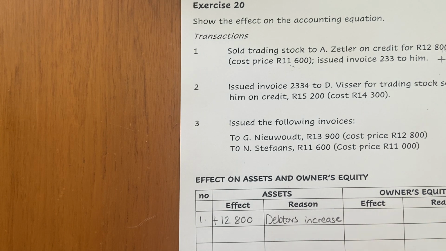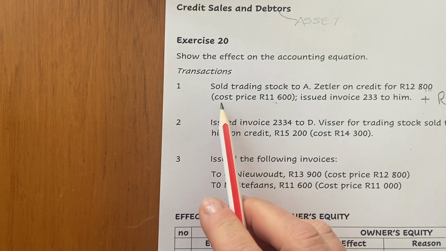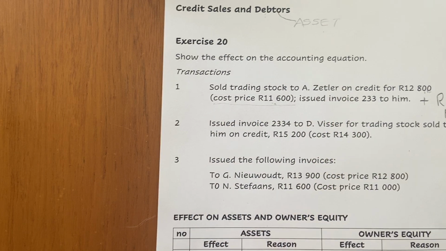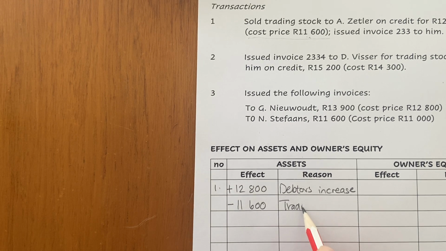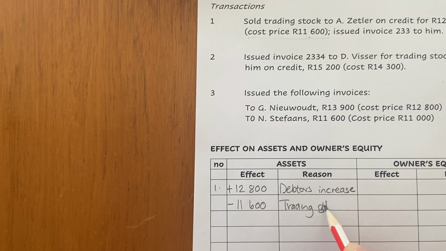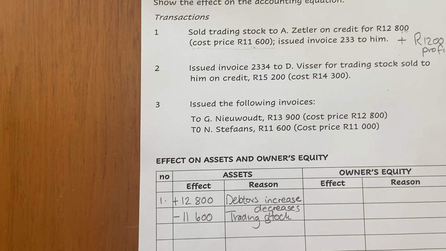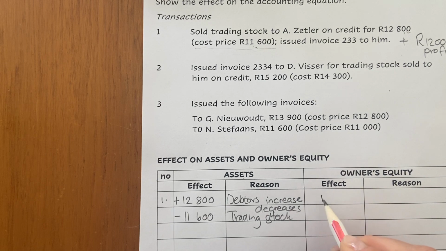But at the same time, I sell my trading stock. So what happens to my trading stock? My trading stock decreases. And what is trading stock? Trading stock is also an asset. It decreases with 11,600 Rand, and that's also my reason. Trading stock decreases. And what is the effect of this on my owner's equity? Yes, I am making a profit. So plus 1,200 Rand, and that is a profit.